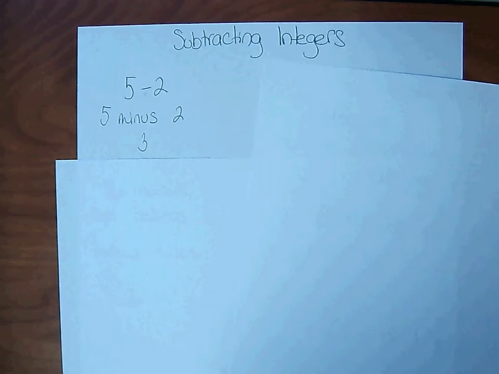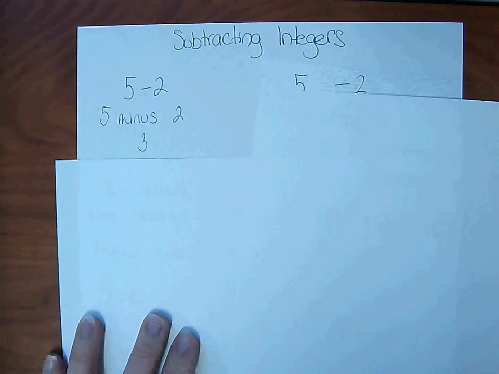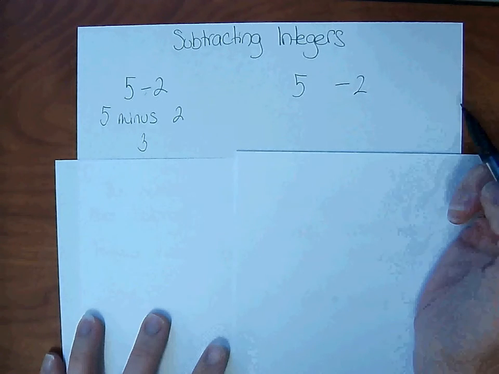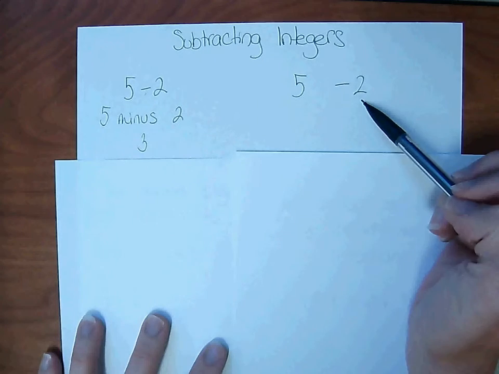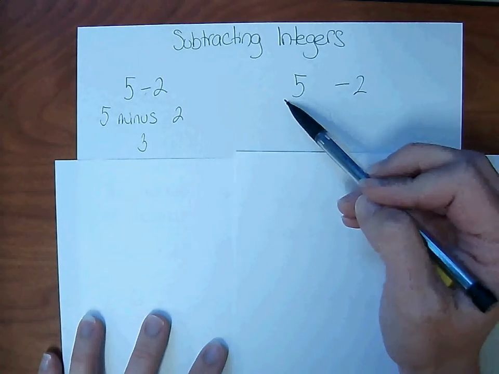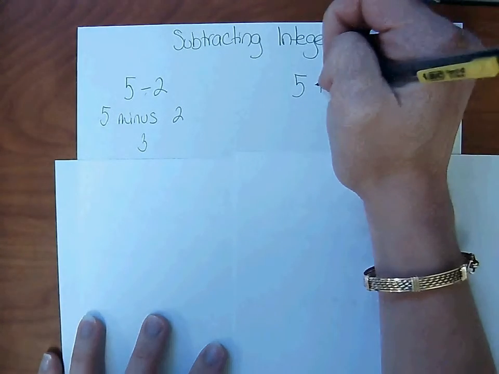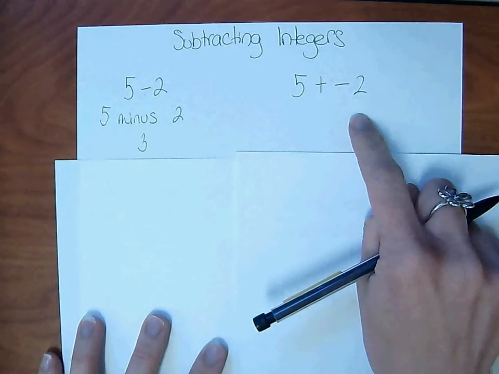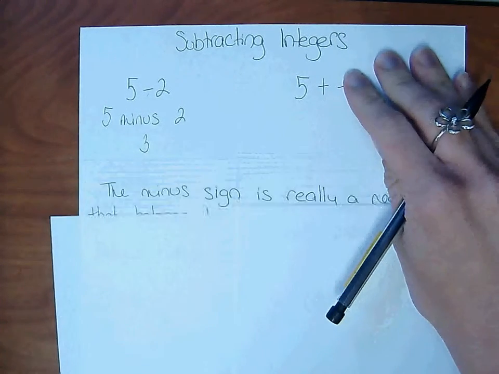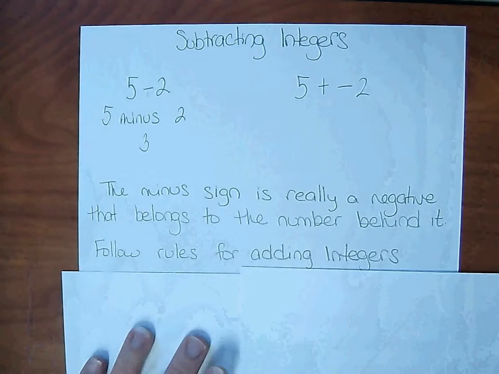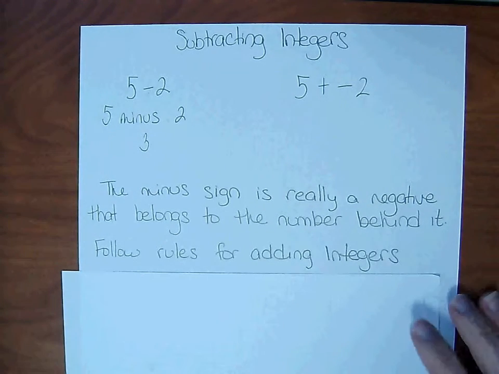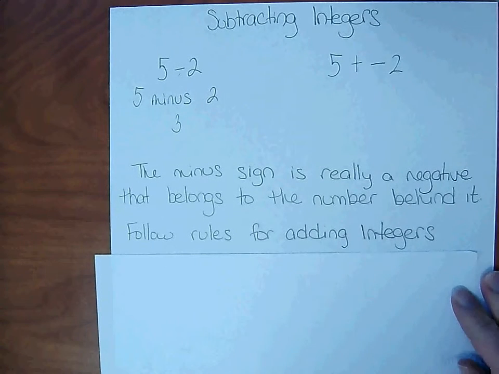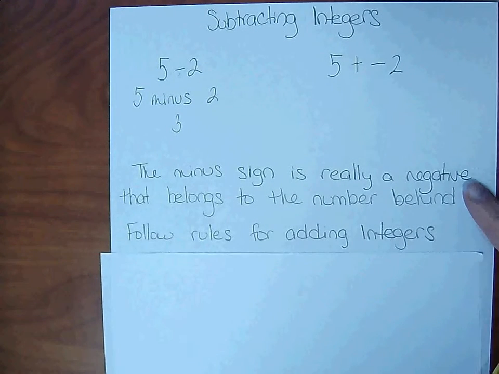And we need to think of this minus sign really as a negative that belongs to the 2. And what we have here is a positive 5 being added to a negative 2. So our shift in thinking is that the minus sign is really a negative that belongs to the number behind it. And when we shift our thinking that way, we can follow the rules for adding integers.